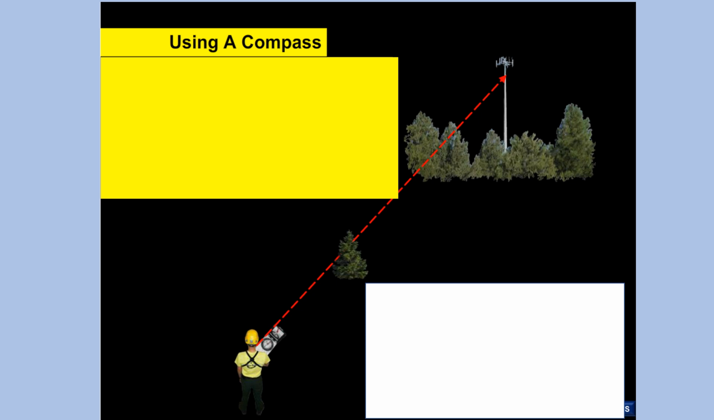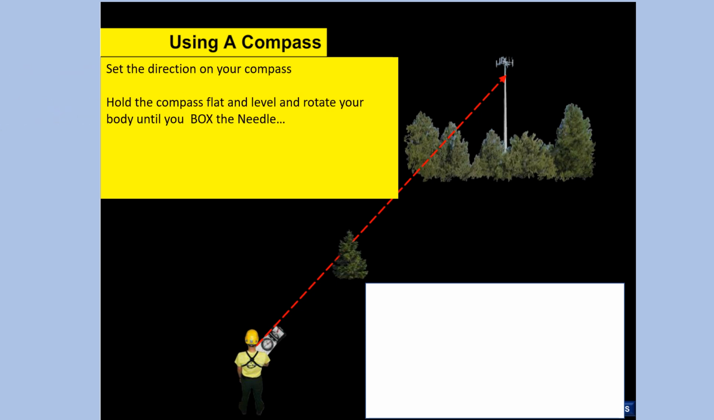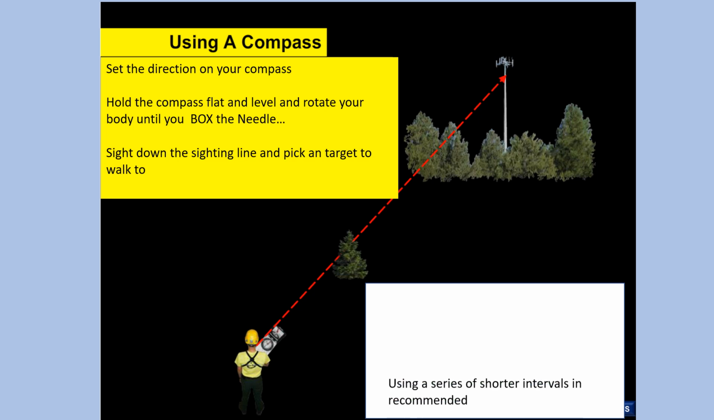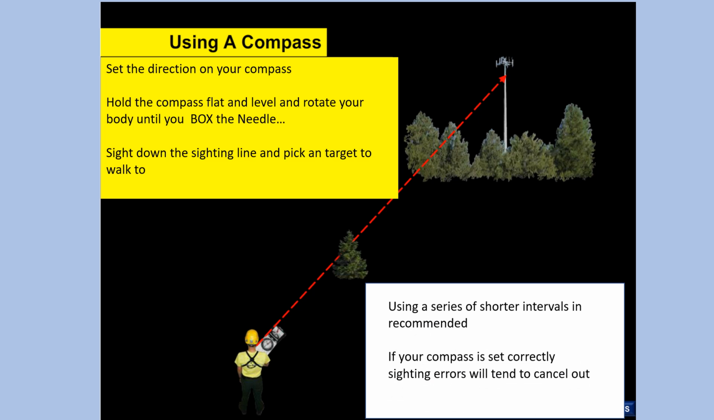Set the direction on your compass. Hold the compass flat and level and rotate your body until you box the needle. Sight down the sighting line and pick a target to walk to. Using a series of shorter intervals is recommended. If your compass is set correctly, sighting errors will tend to cancel out.